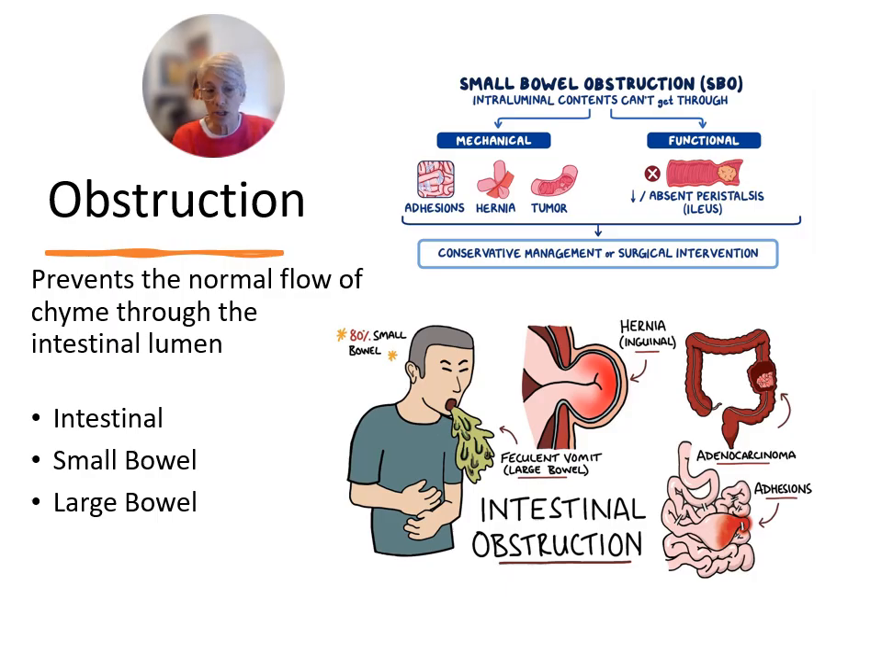So obstruction can be high, can be intestinal, small bowel, large bowel, anywhere along the system. But what you need to know is what it is. It prevents normal flow of chyme through the intestinal lumen. Lots of different reasons. It can be stool obstruction, it can be because of adhesions like scar tissue in the intestines, it can be because somebody has a hernia. We're going to be talking about a hiatal hernia. It can be because other parts of the bowel come through.